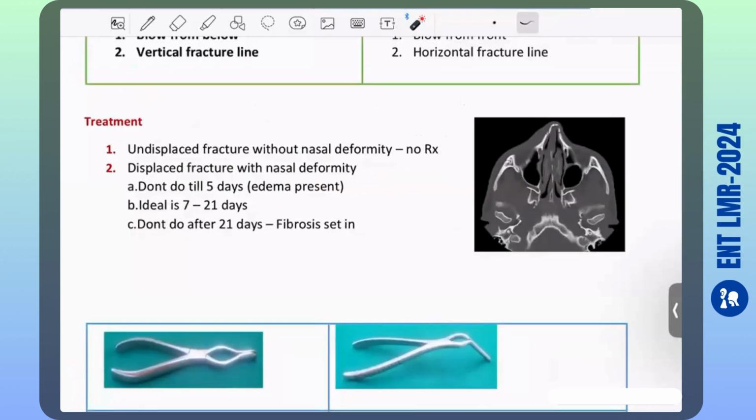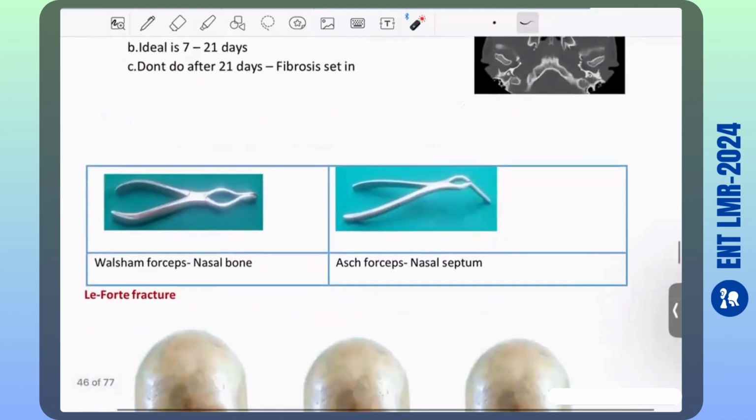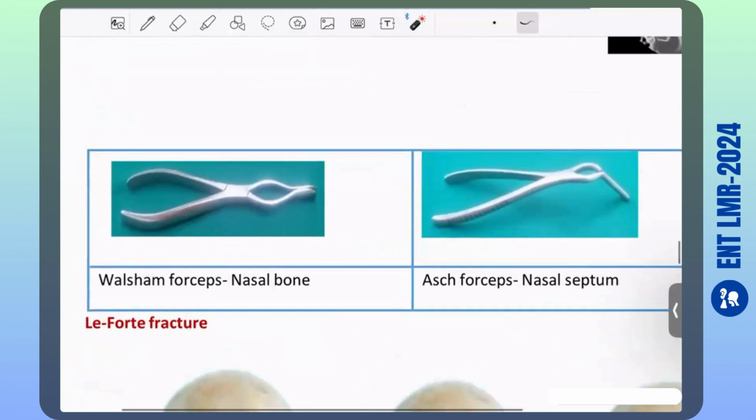Closed reduction of nasal bone fracture. So how can you reduce the nasal bone fracture with a closed approach? See, if you use Walsham's forceps, this is a Walsham's forceps, they may ask this picture-based MCQ. This hook-like thing is Asch forceps, for nasal septum, midline. For the nasal bone fracture, you should use Walsham's forceps. Okay.